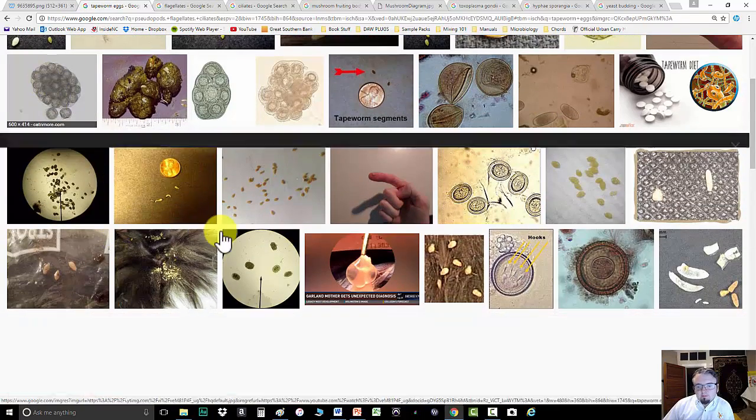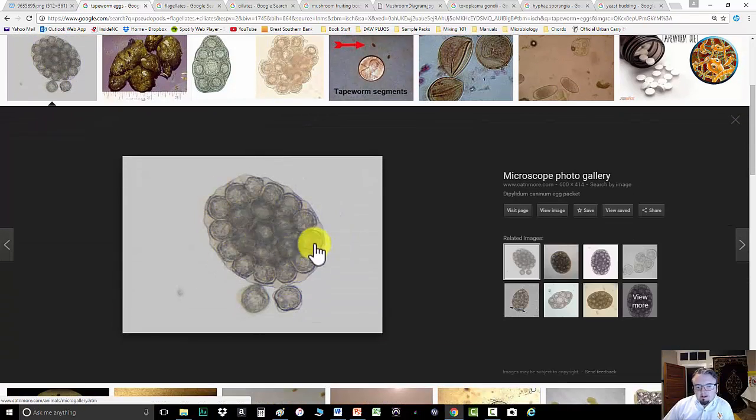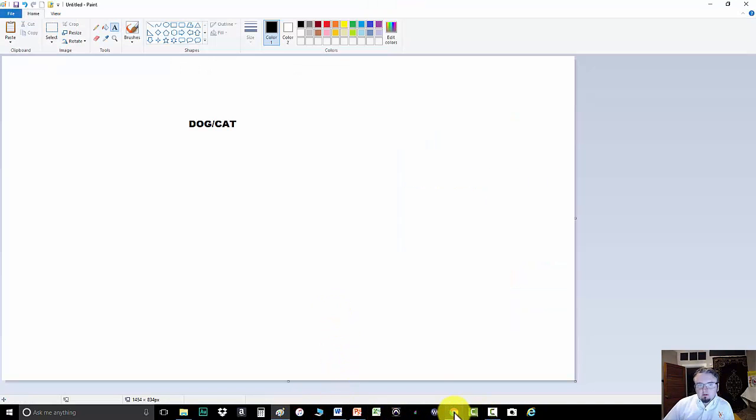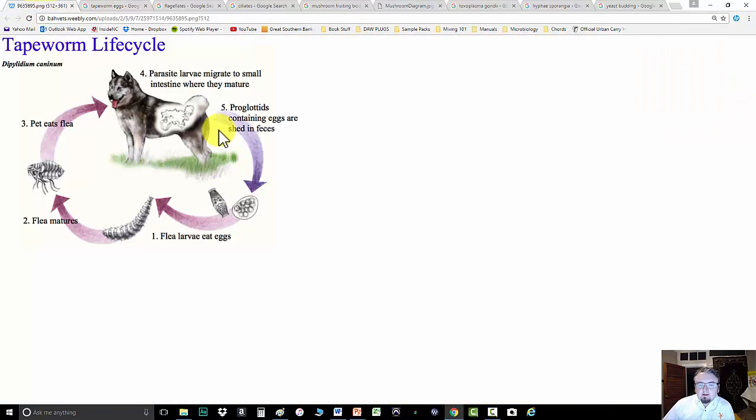Here's another picture of the egg itself. This has usually somewhere around 12 to 15 different eggs within it. So the proglottid breaks out from the dog, or it could be a cat. And here's what that's showing. And then ultimately, here's what has to happen. It actually has to be picked up by a flea larvae.